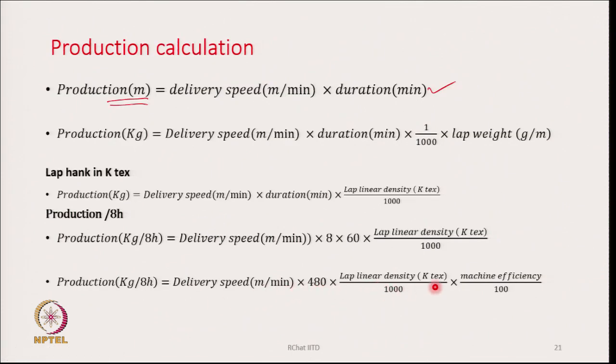So, production in kg for 8 hours is delivery speed into 480 into lap linear density, and if we want to include the efficiency of the machine, then I multiply it by the efficiency divided by 100, which could be 80% efficiency, 85% efficiency. We can calculate the production easily.